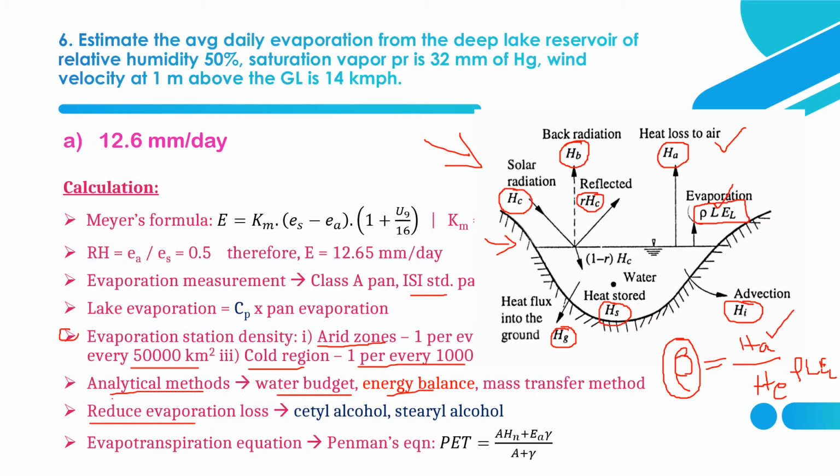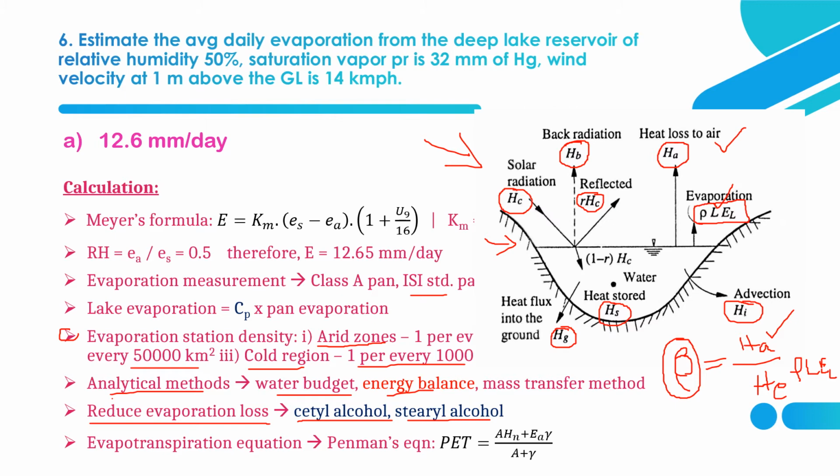Now let's see how to reduce the evaporation loss. This can be done by using cetyl alcohol and stearyl alcohol. These two chemicals form monomolecular layers on a water surface. So we can use cetyl alcohol and stearyl alcohol as a chemical cover to reduce the evaporation loss.